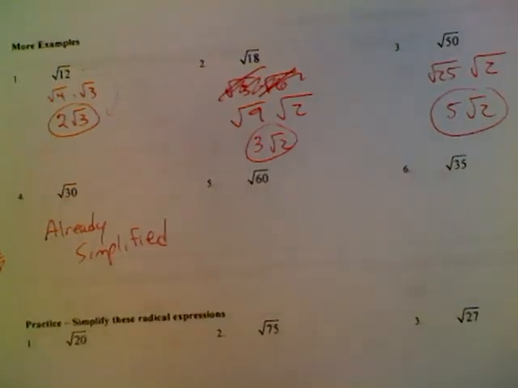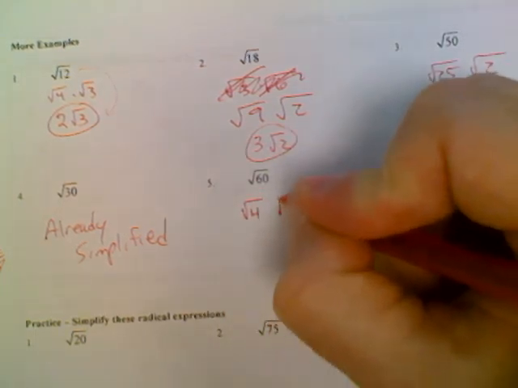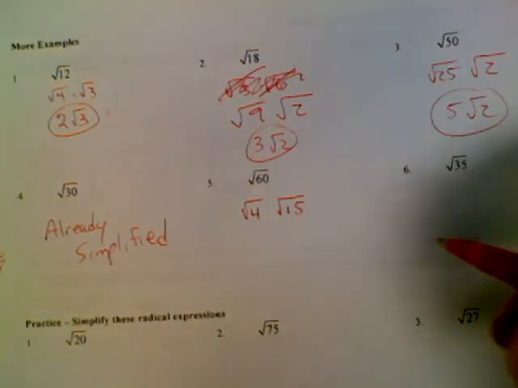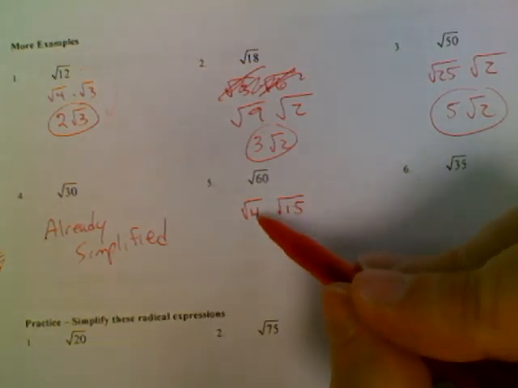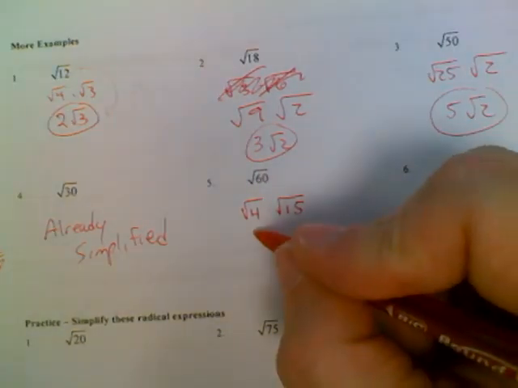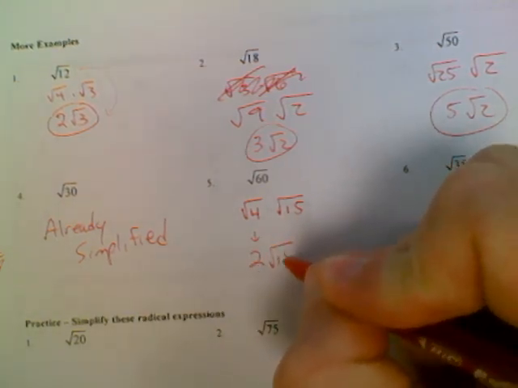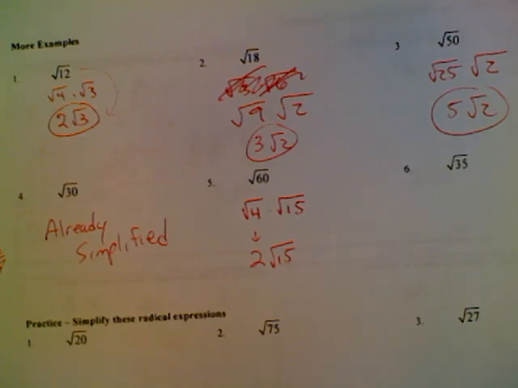Okay. Square root of 60. That one can be reduced. You might have to guess and check a little bit to see which one of those numbers in the perfect square list is a factor of 60. It turns out it's 4, because 4 times 15 is 60. Square root of 4 becomes a 2. Square root of 15 stays square root of 15. Okay.